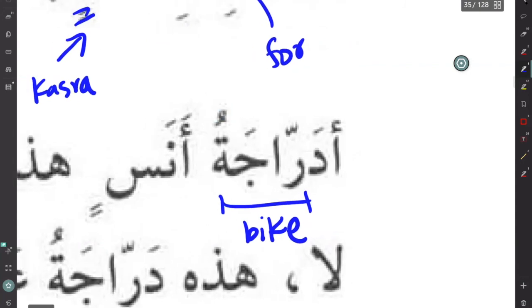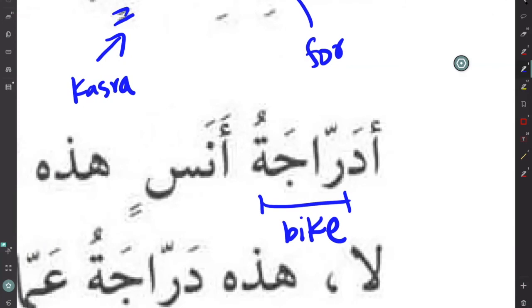So I don't have a tanwin. And then you have two explanations. One is that there's alif lam, which is not the case. Another explanation is that it is a part of idafa.